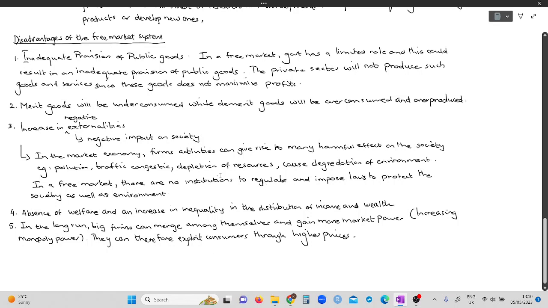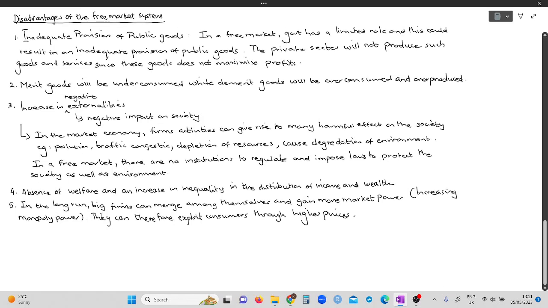Penalties, plus the law, plus ban and restrictions. Then, welfare: in the free market there is an absence of welfare, a disadvantage, but in the planned economy the objective is to provide welfare to people in the society. Next point: increase in equality, not inequality, equality in the distribution of income and wealth. So the government, for example, provides subsidies and allowances to help those who are relatively poor to improve their living standard. Okay? So, these are the planned economy.